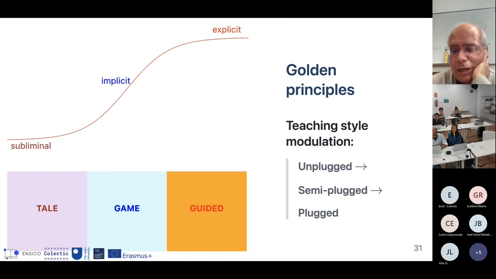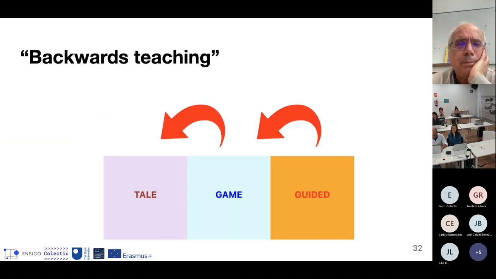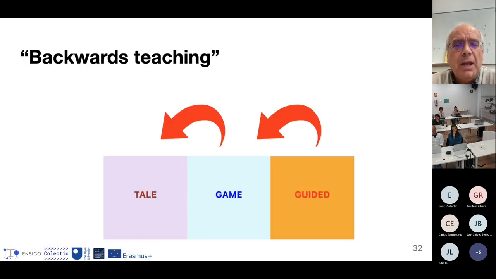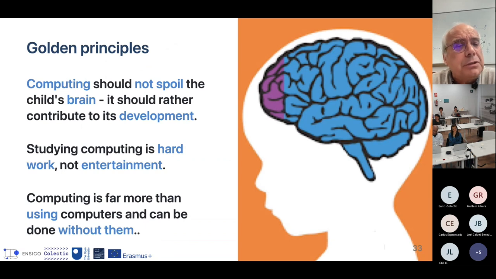The semi-plugged step is in the middle, and I will give examples of that. There is something also very important, which we call backwards teaching. What does this mean? This flow of contents is not designed from early to late. It's in the opposite direction. It's a demand-driven thing. If I want to teach this in grade 8, what should I teach in grade 7, in grade 6? Okay, so this is quite challenging. Sometimes we have to change things, but this is the way to ensure that this wave, subliminal, implicit, explicit, works for us. Another golden principle is computing should not spoil the child's brain. It should contribute to the development.